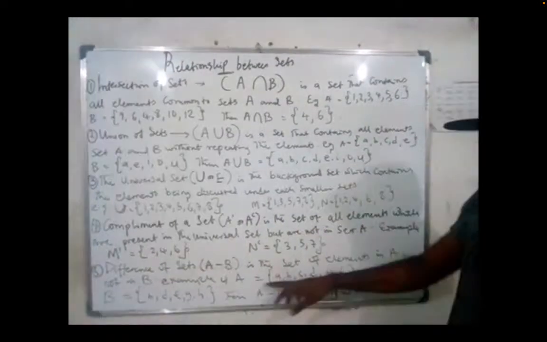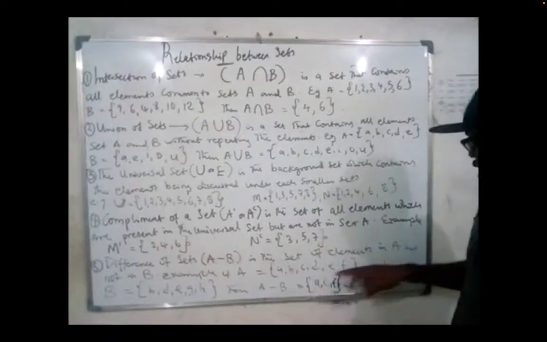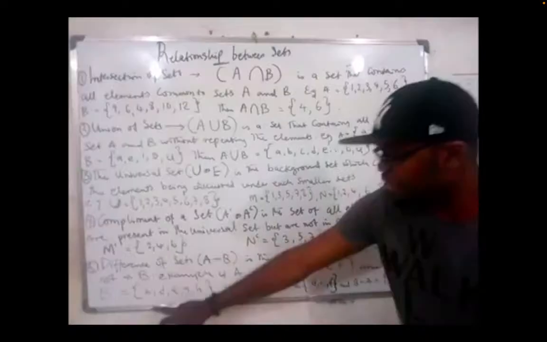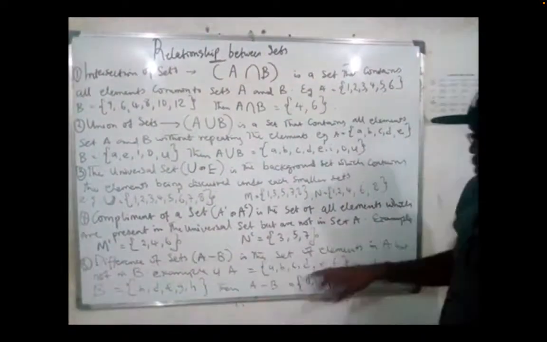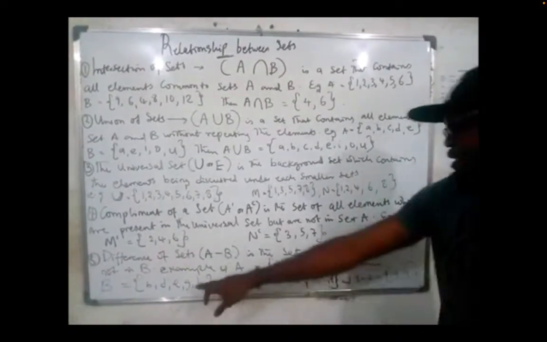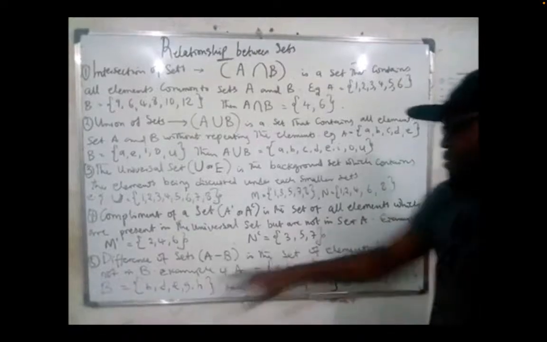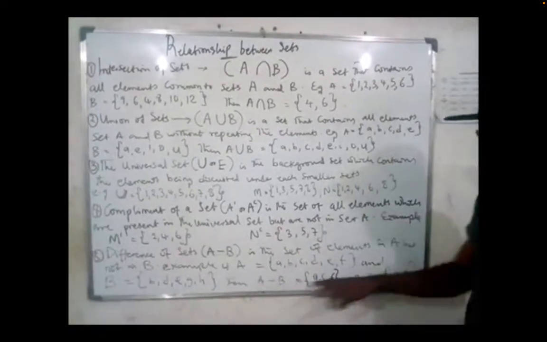So if you look at these, these are the elements in A: A, B, C, D, E, F. And these are the elements in B: B, D, E, G, H. What are the elements that are here but are not here? You see that A is here but it's not here. C is here but it's not here. F is here but it's not here. So A minus B is this.